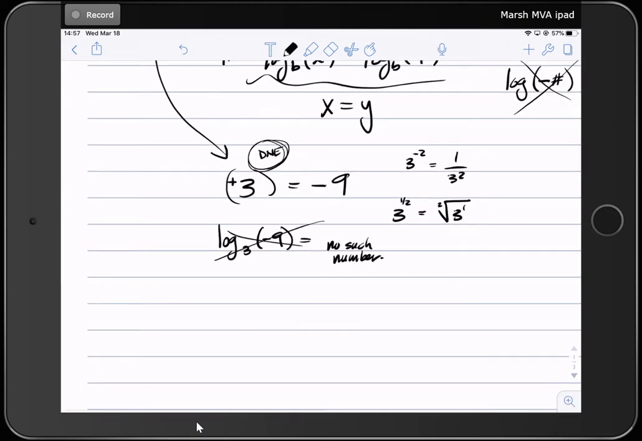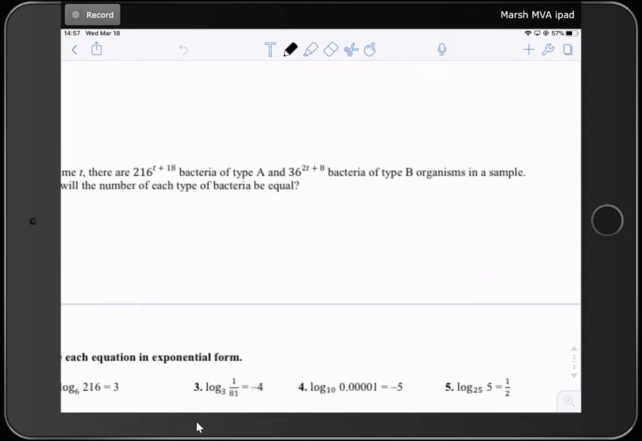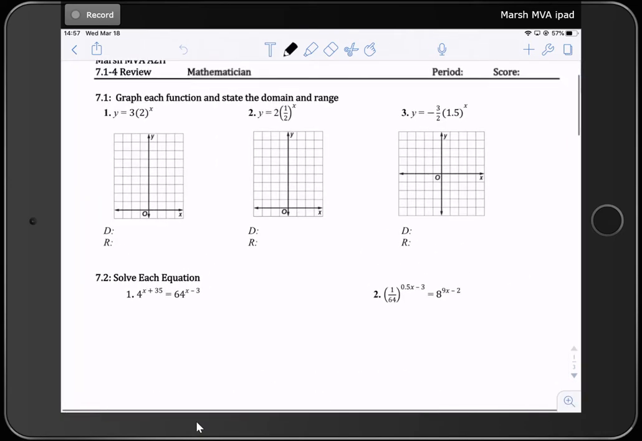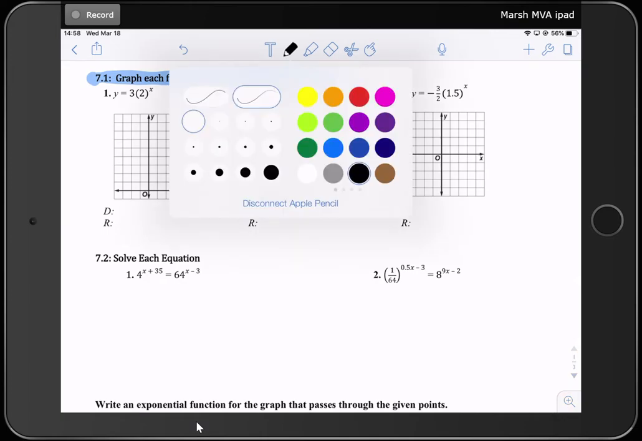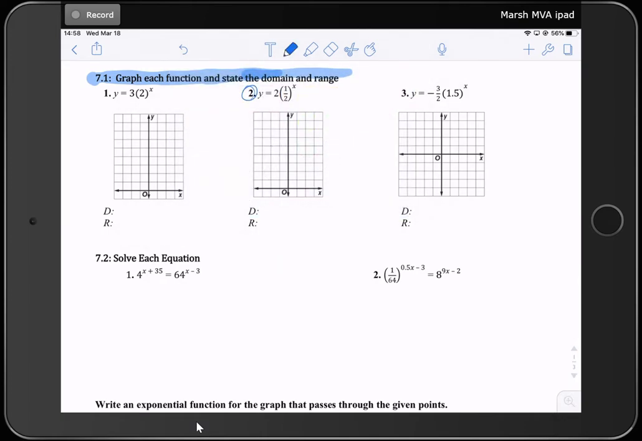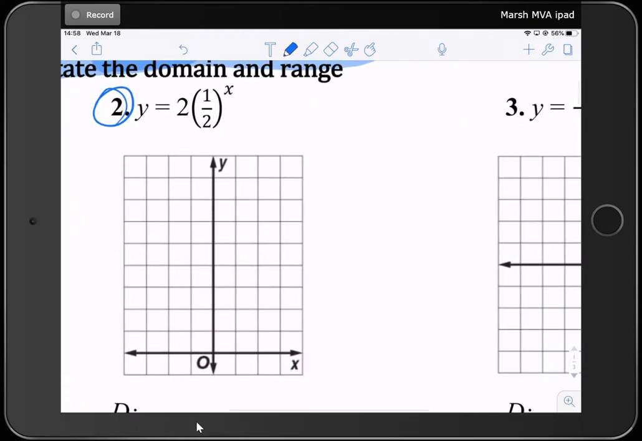Okay, so now let's look at some review problems here. Let's do some questions on this worksheet right here. So the directions say graph each function and state the domain and the range. So let me come in now and do number 2. I'm going to zoom in. And I'm just going to plot some reasonable, some thoughtful x and y values. So x on the left, y on the right.